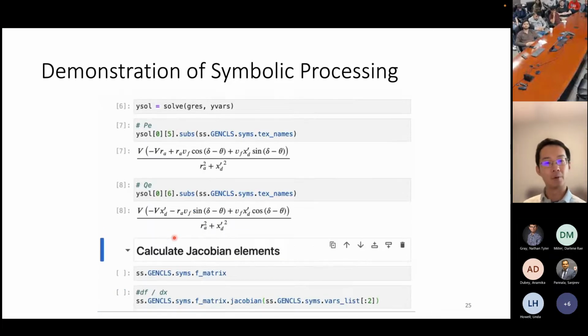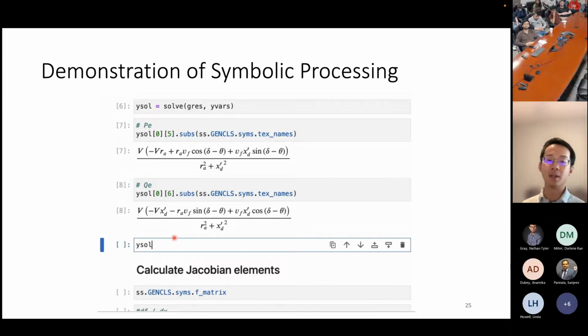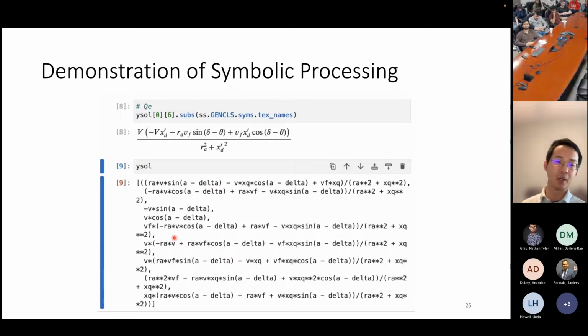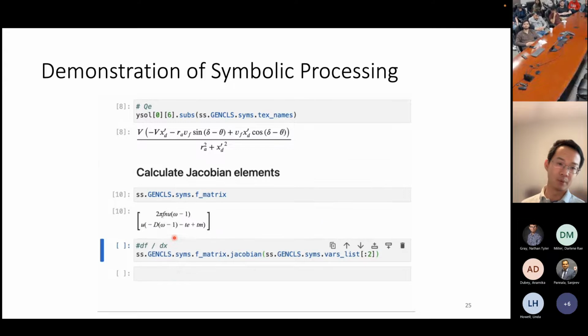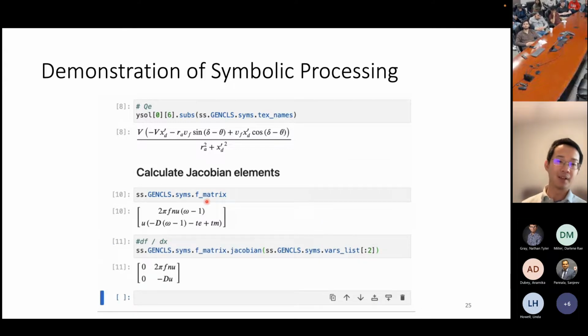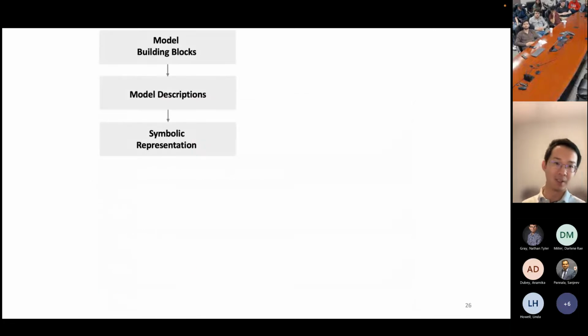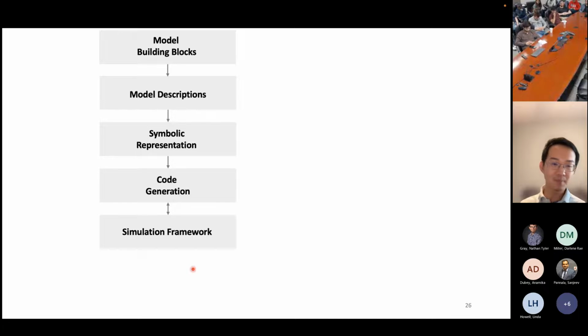Now we show the result for PE and QE, and at the same time, we can obtain the solutions for all algebraic variables. And lastly, we can use the symbolic tool to call the Jacobian function to calculate the Jacobian partial derivative elements. So this is overall efficient because this all happens behind the scenes and only needs to be done once.